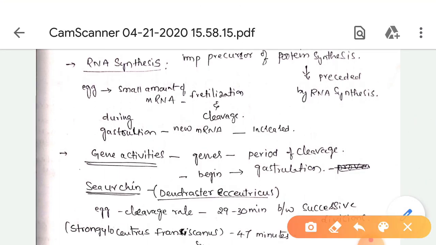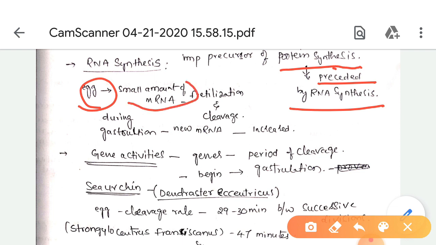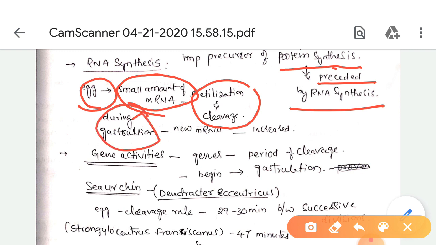And the next one, RNA synthesis. RNA is the important precursor of protein synthesis, and protein synthesis is preceded by RNA synthesis. The egg synthesizes a small amount of mRNA during the fertilization and cleavage time. During the gastrulation, the production of new mRNA is increased. Genetic activities: genes express themselves during the gastrulation time only, not in the cleavage time. The genes are present in the cleavage time, but they do not express themselves.